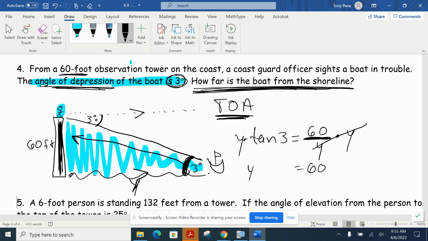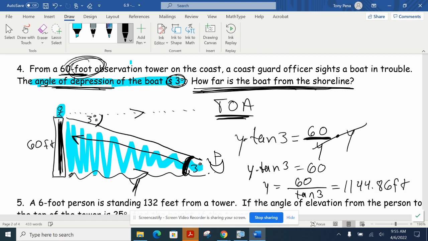So in the next step, we would have Y times the tangent of 3. And again, I'm assuming we did these. You would divide that by the tangent of 3, and then whatever that gives us should be that answer. Okay. Flip this. No, don't flip that yet. And that should give you, and this is going to be measured in feet, that's the unit that's in play here. So this should be 1,144.86 feet. Okay, I'm getting that. All right, and then that's our answer.